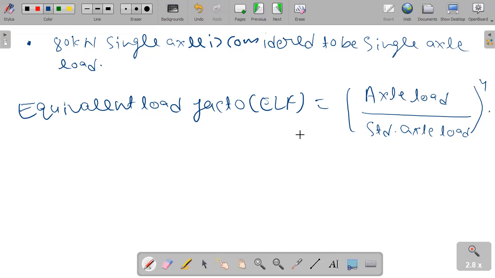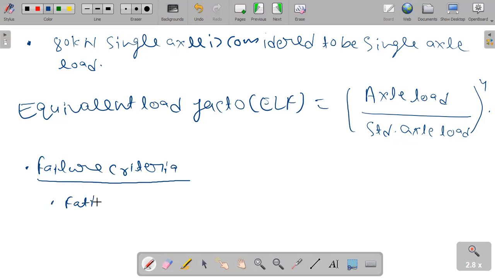Let's move to our next topic, which is failure criteria. In failure criteria, we have two things: fatigue criteria and rutting criteria. So let's discuss fatigue criteria first.